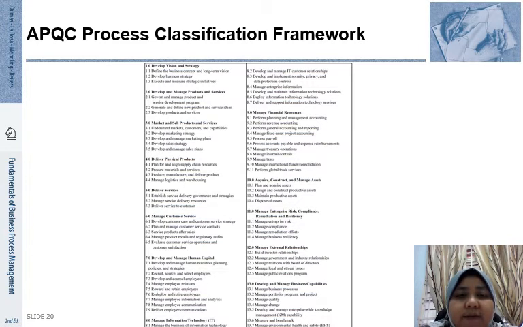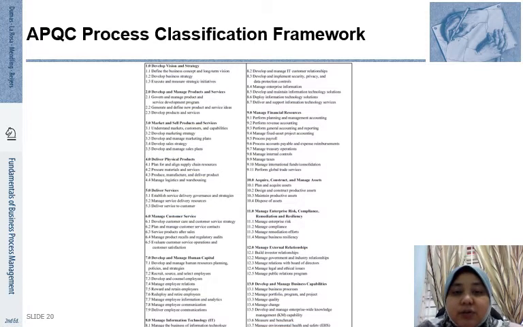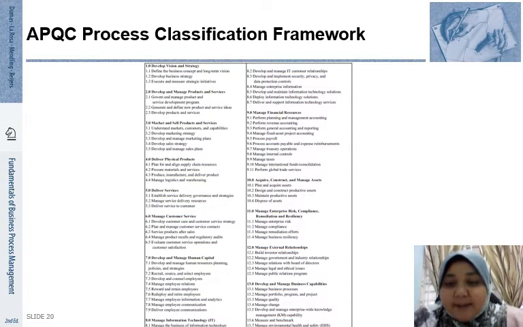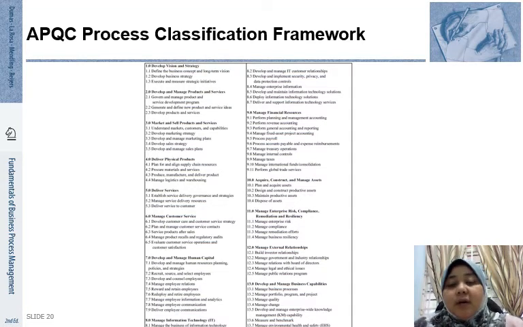Point 1 ni develop vision and strategy. Point 2 develop and manage product services. Basically dia dah bagi tahu bagaimana nak susun, dan apa item yang perlu ada dalam setiap susunan tersebut. So that dah been defined before. So that's why biasanya kita pakai je, sebab dia dah well defined. Salah satu yang dikeluarkan oleh yang paling lama dan paling famous is APQC Classification Framework.